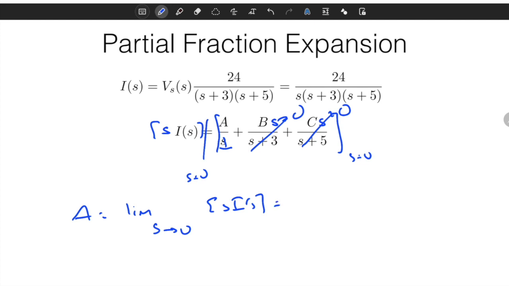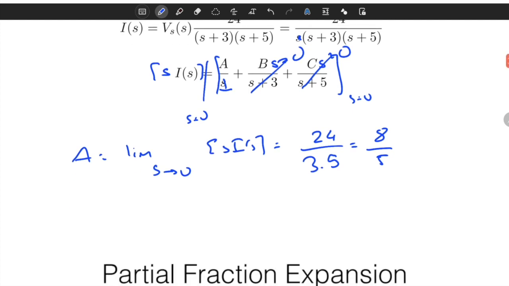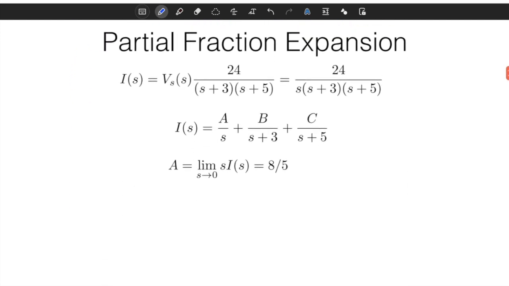So what is S times I of S? It is 24 divided by (S plus 3) times (S plus 5). So A is equal to 24 divided by 3 times 5, which is equal to 8 divided by 5. It should be correct. So we computed A, as you can see, without computing B and C. This is one of the main advantages of this method. We can compute individual components without knowing the other components.